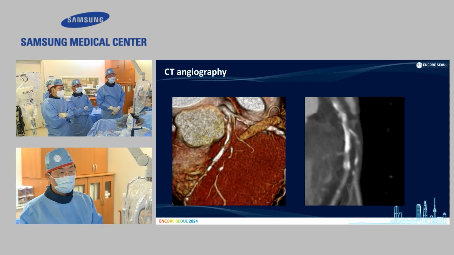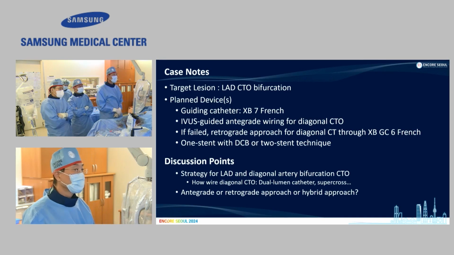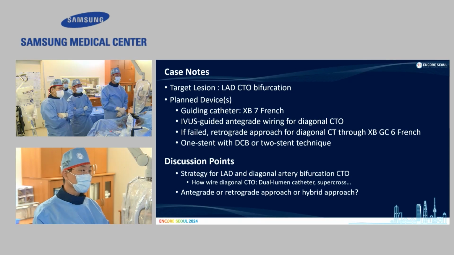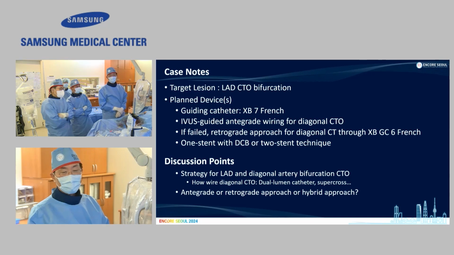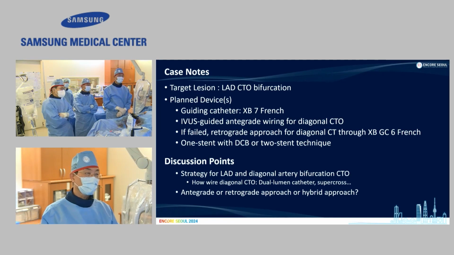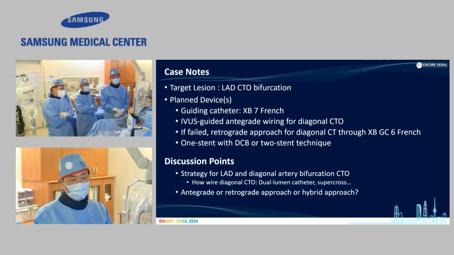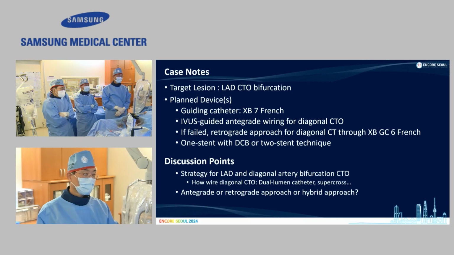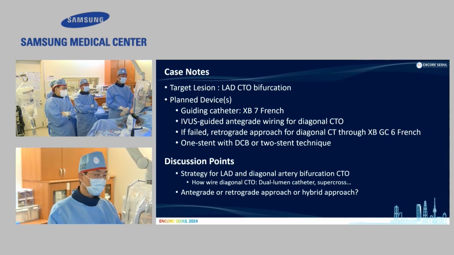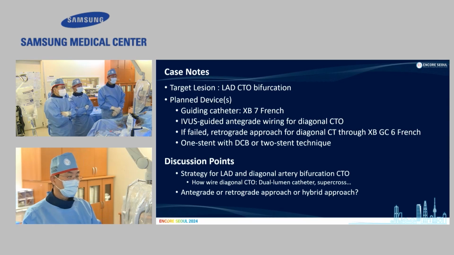Next. So today's target is the LAD CTO bifurcation, where we used the XB7 French guiding catheter. And of course, we did IVUS-guided antegrade wiring for diagonal CTO. If that fails, maybe we can try retrograde from the circumflex to the diagonal, using another guiding catheter. And finally, hopefully one stent with DCB or a two-stent technique.